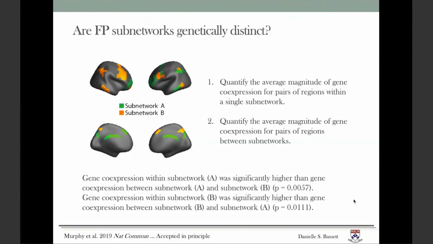So that's now three pieces of information supporting the notion that the frontal parietal system can be separated into two different subnetworks that are functionally distinct from n-back working memory task BOLD data. They're structurally distinct from diffusion imaging data, and they're genetically distinct using the expression data from the Allen Brain Institute.